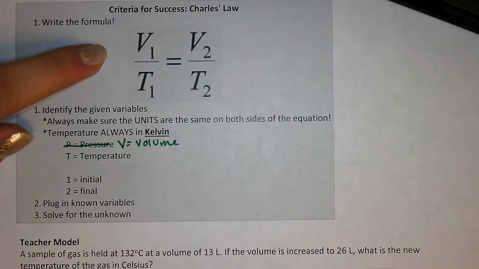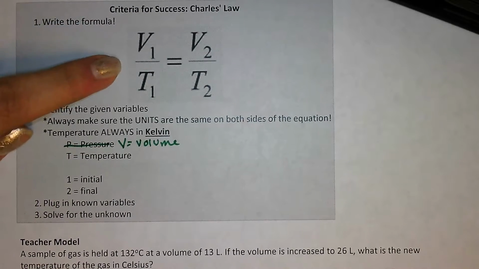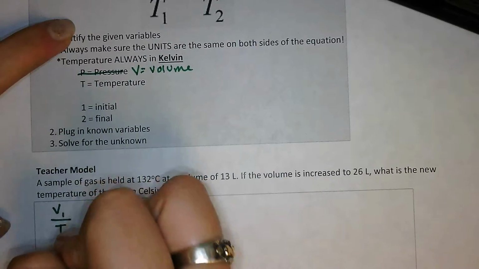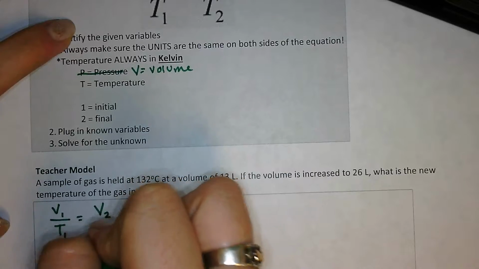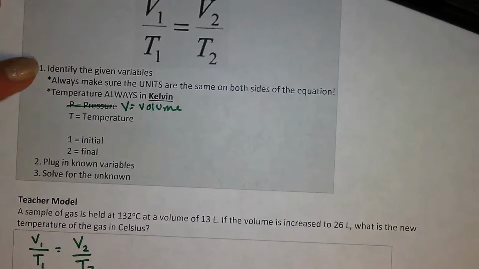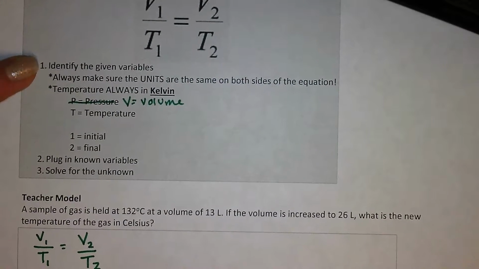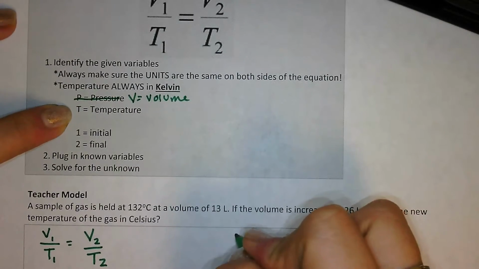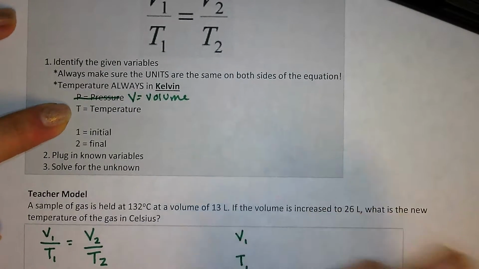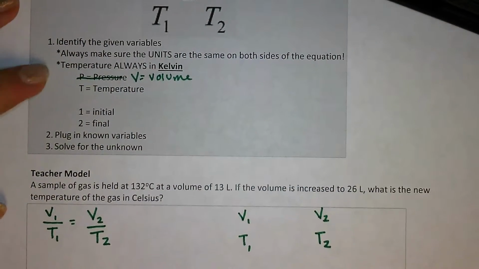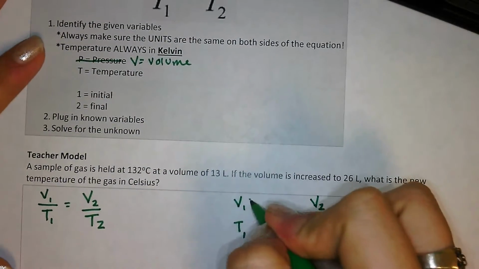My first step is going to be writing down my formula. So V1 over T1 is equal to V2 over T2. Next step, identify my given variables. Again, I am only going to be given volume and temperature. So I'm going to have to find V1, T1 and V2, T2 in this problem. All right, let's start with that.